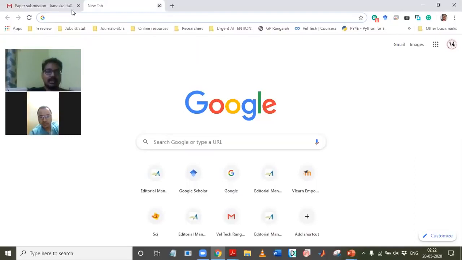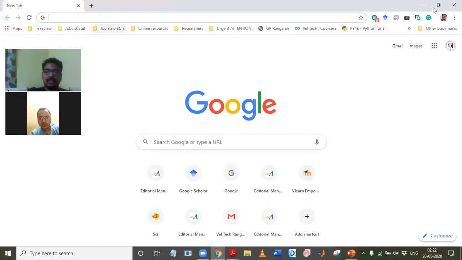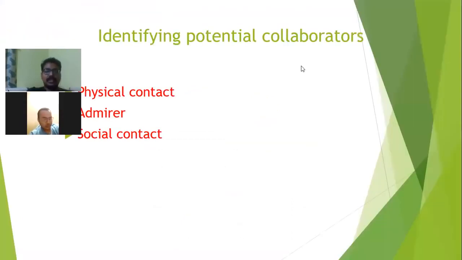And similarly, there was another professor from Turkey who himself contacted me once for a collaboration, where he said that he would even give me the MATLAB codes or the files that he has, and then maybe we can collaborate. So this is how basically it works.